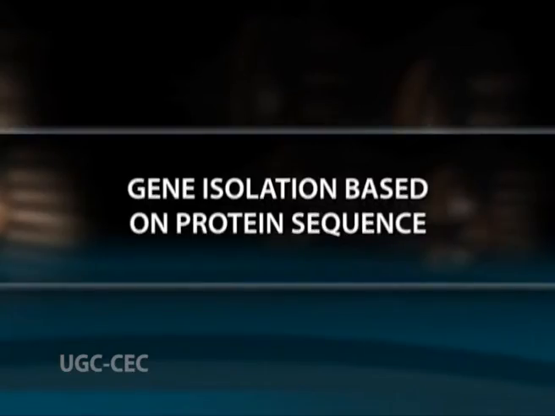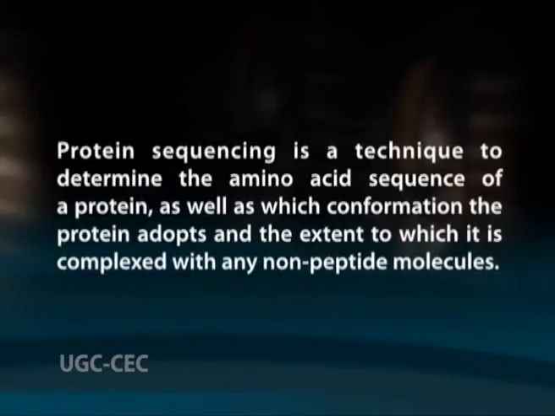Gene isolation based on protein sequence. One of the more elaborate examples of inverse genetics is the situation where the protein of interest has been purified, but the gene that encodes that protein has not been identified. Protein sequencing is a technique to determine the amino acid sequence of a protein as well as which conformation the protein adopts and the extent to which it is complexed with any non-peptide molecules.